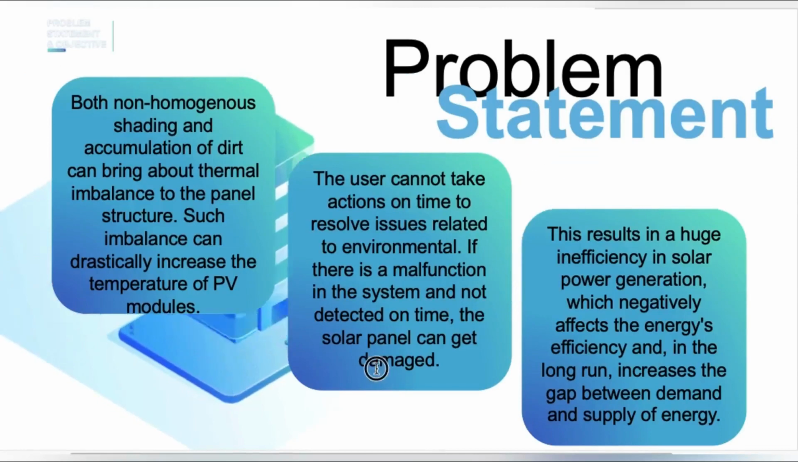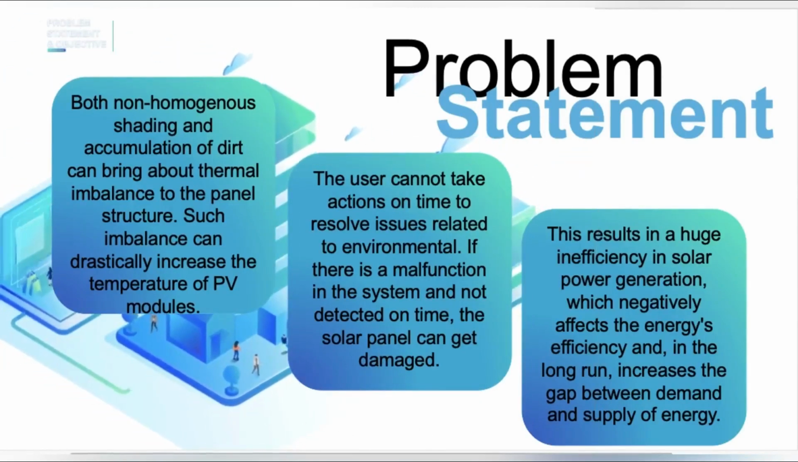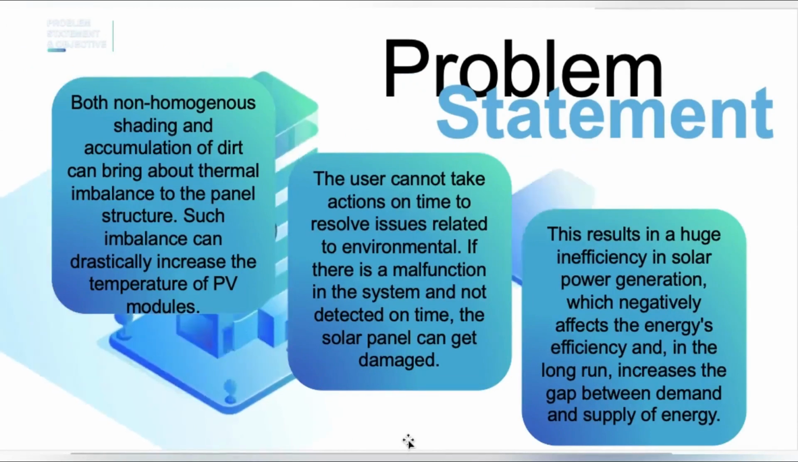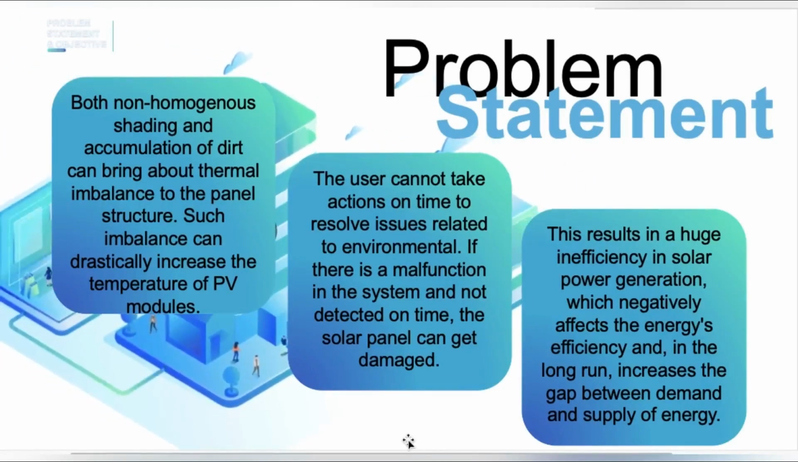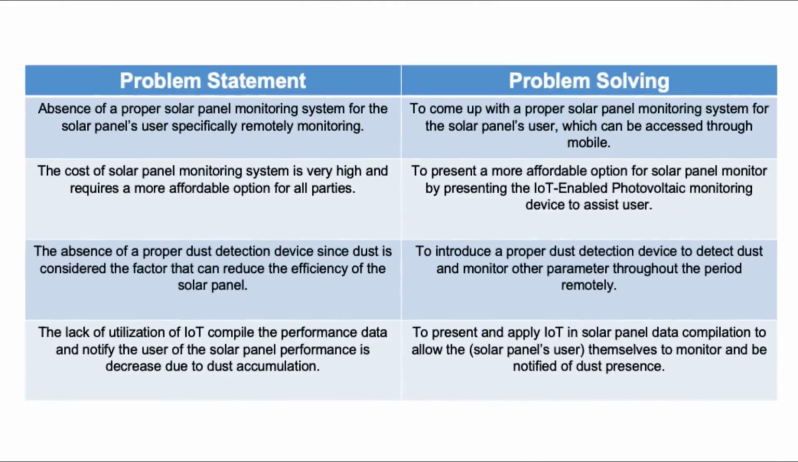So, both non-homogeneous shading and accumulation of dust can bring about thermal imbalance to the panel structures, which will cause the panel to get damaged and result in a huge loss of efficiency in solar power generation. As stated in the problem statement, I have come up with a proper solar panel monitoring system for the solar panel user, which can be accessed through the mobile, and to present a more affordable option for solar panel monitoring by presenting the IoT-enabled photovoltaic monitoring device to assist the user.